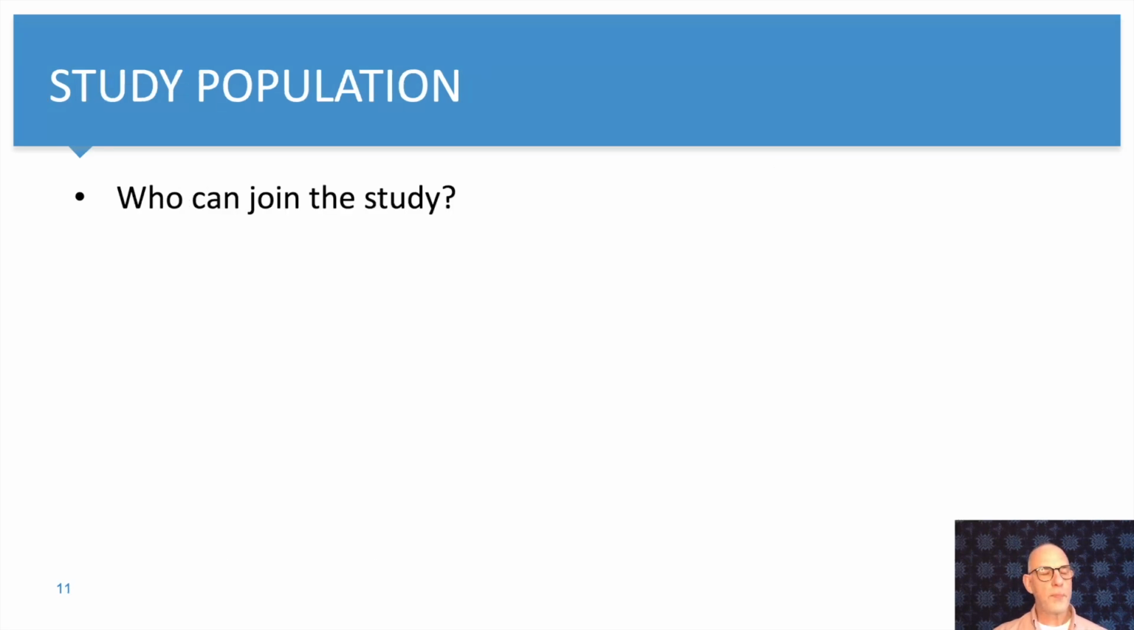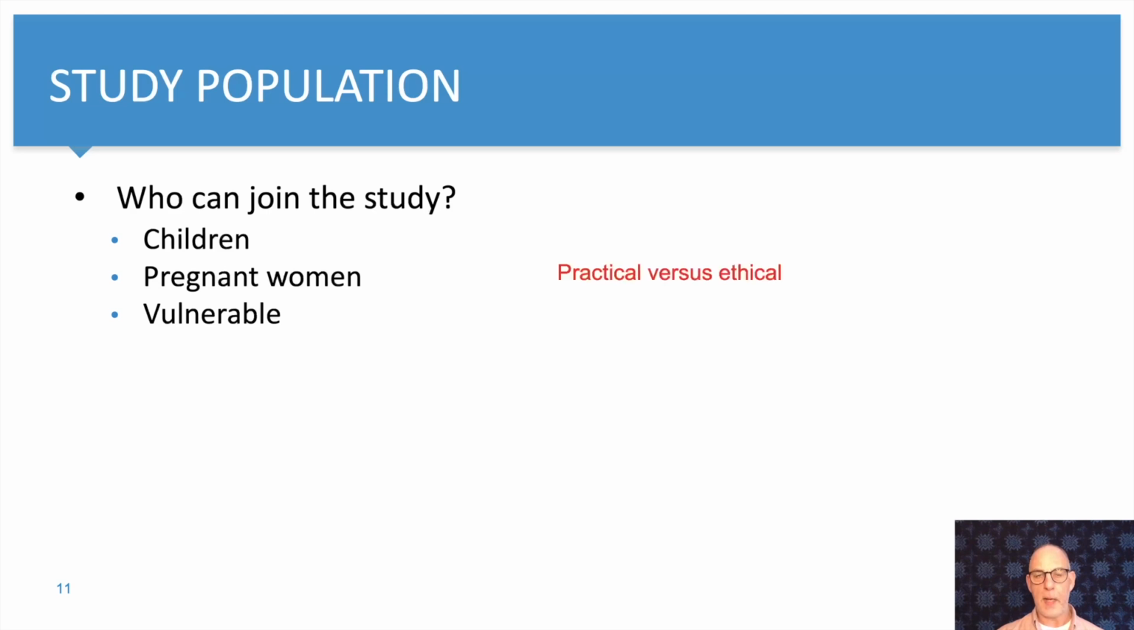So the studied population tells me who can join the study, or at least who can join the analysis, because sometimes or often the analysis done is on a subgroup of the patients who were there in the study. And it would be wise to specifically mention whether there are children, pregnant women or vulnerable populations in your study population. And why is that?